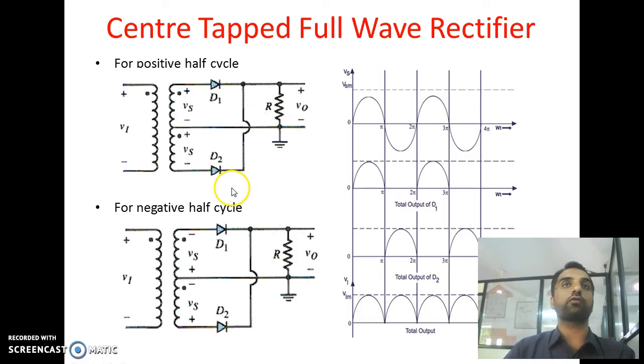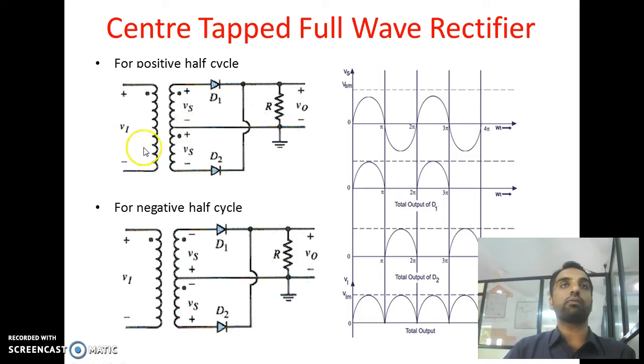It requires two diodes. The anode of the first diode is connected to S1, and the anode of the second diode is connected to S2. The cathodes are connected with each other, and this combination is then connected through the load resistance RL to the center tap of the transformer.